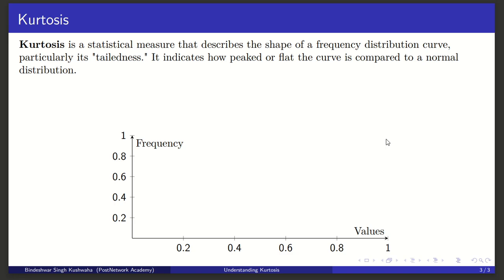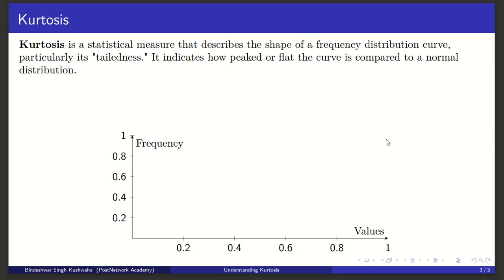So kurtosis is a statistical measure that describes the shape of a frequency distribution, particularly its tailedness. It indicates how peaked or flat the curve is compared to a normal distribution. I will discuss normal distribution in the future. This is a probability distribution.